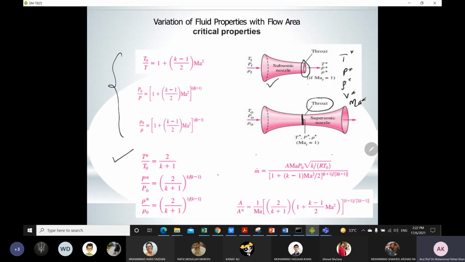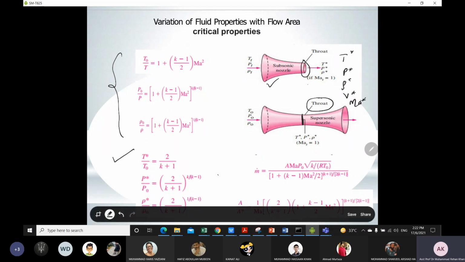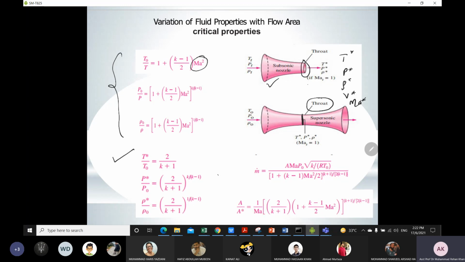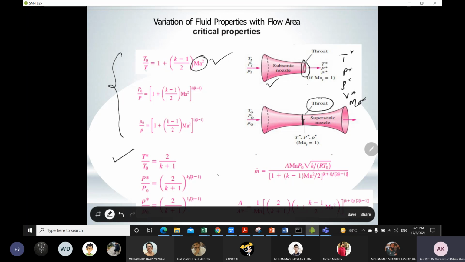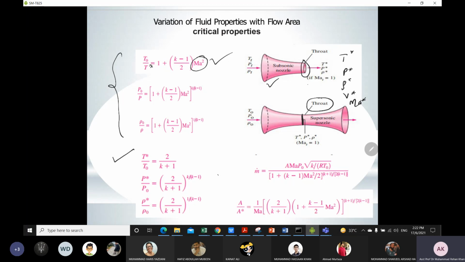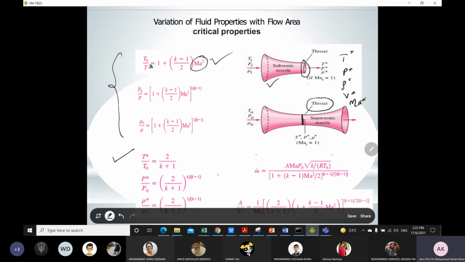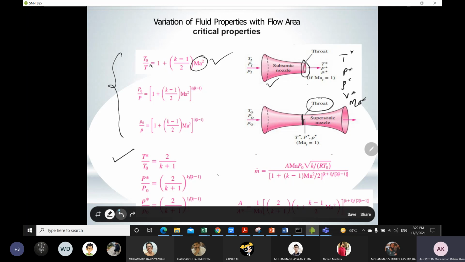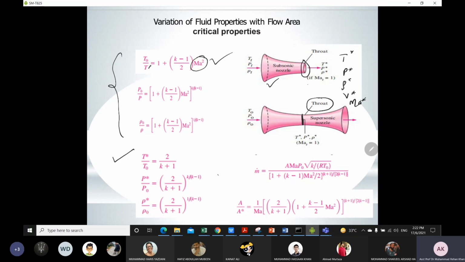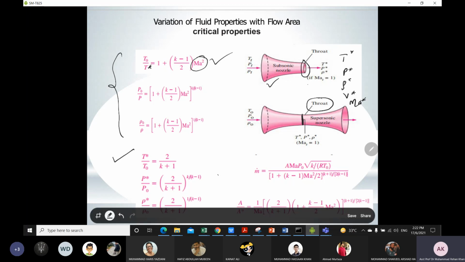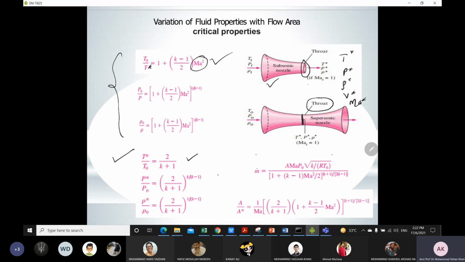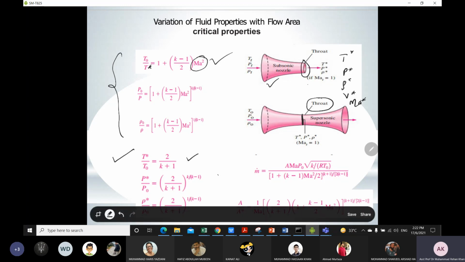Now we have another relation, T star by T naught. How does this relation come about? Basically, you just have to put the Mach number equal to 1 in this equation for the properties, and then this becomes T star. If you rearrange it, T star by T naught is equal to 2 divided by K plus 1.